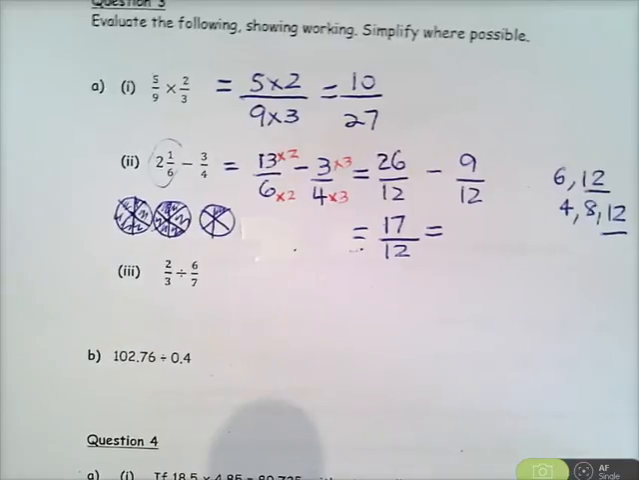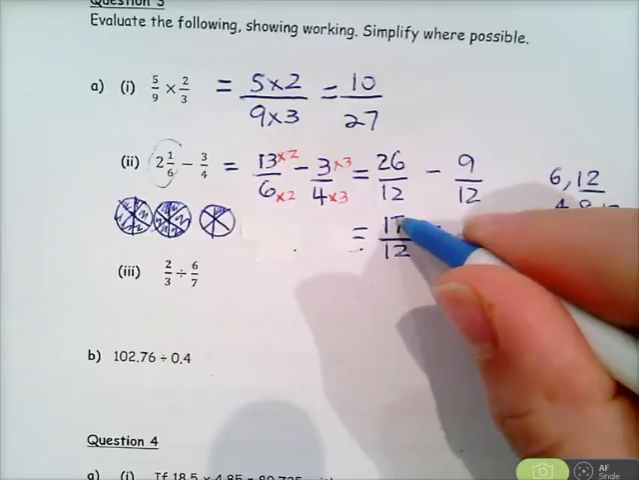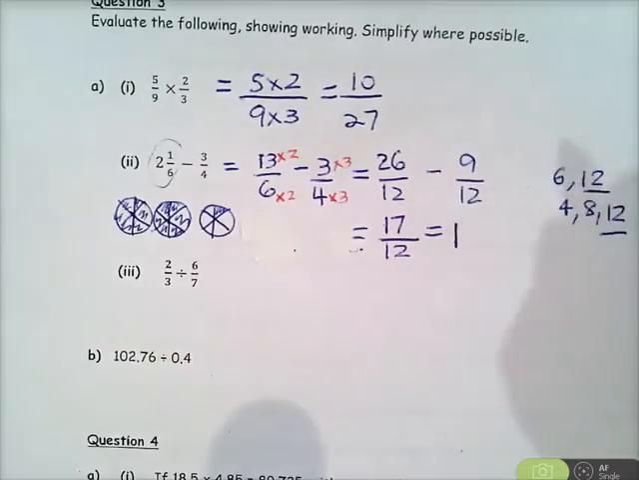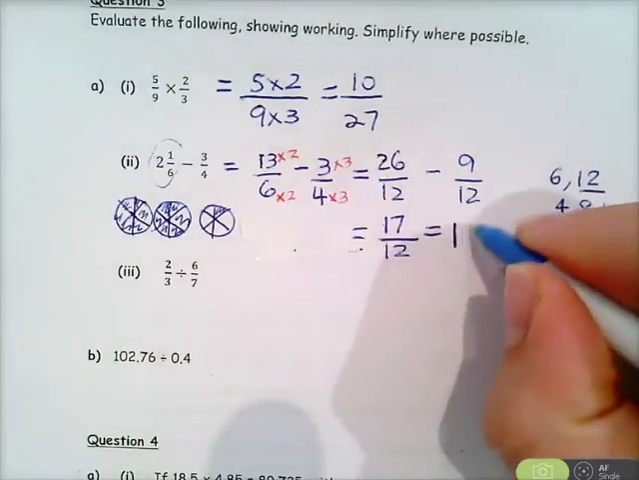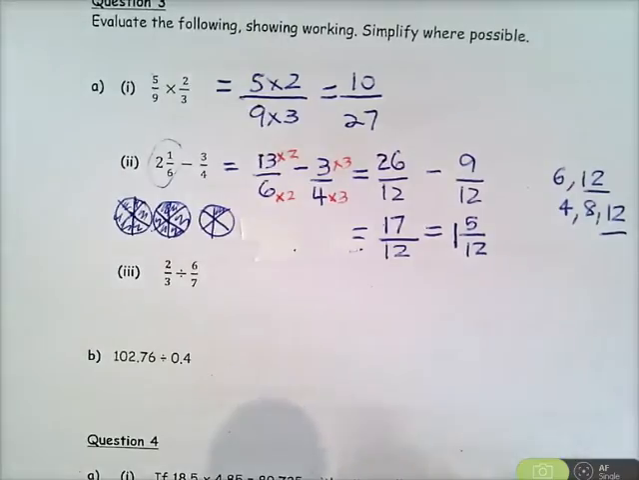Okay, now that is an improper fraction. We don't leave our answers as improper fractions. We need to change it to a mixed number. So this means 17 divided by 12, or how many times does 12 go into 17? Now 12 goes into 17 once, and with 5 remainder over 12. So that's our answer to that question.